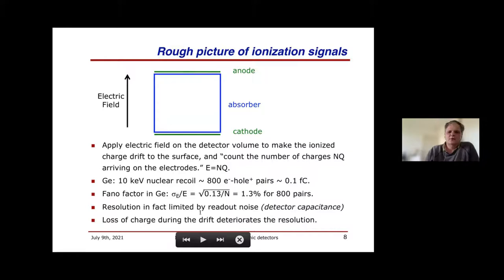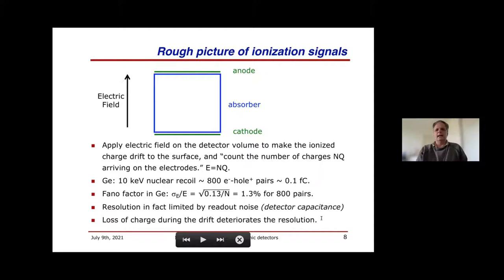So the main problem with this measurement is that you're limited by the readout noise. Basically, if you have a capacitance, then you will have noise related to the fact that you have charge fluctuation on this big capacitance. So the bigger the detector, the bigger the noise that you add from your readout. And that is the noise that you will have to fight. So of course, if you have a smaller detector, it has a smaller capacitance, and then you can hope to have a better resolution. And this is one way to improve; people are working on getting better ionization resolution.